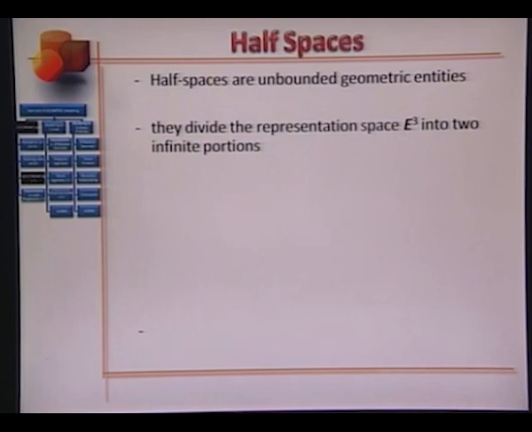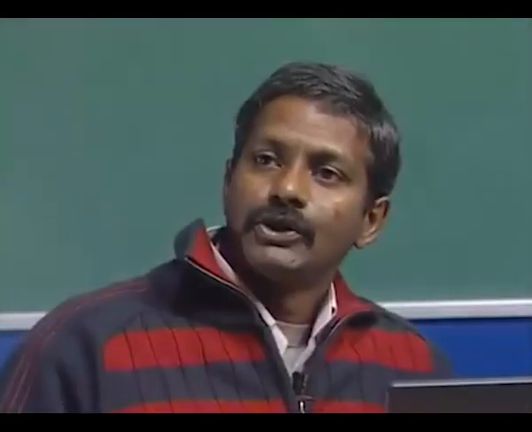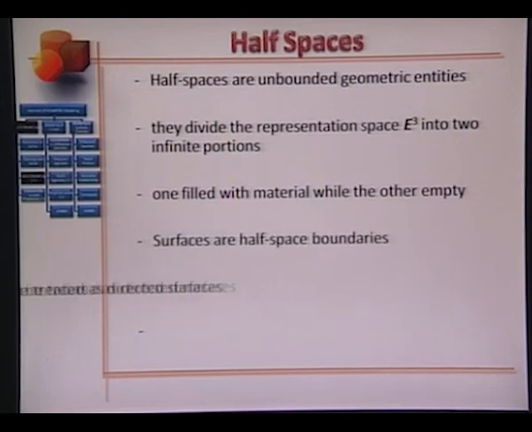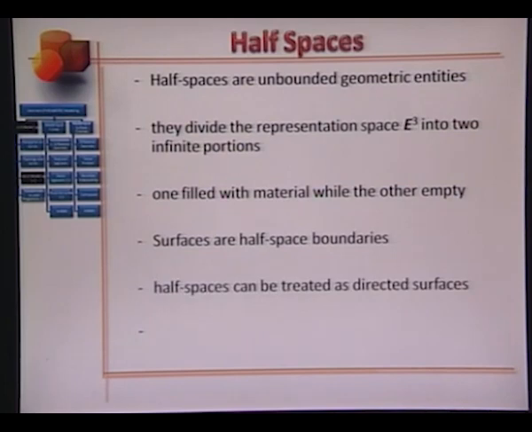Half spaces divide the representation space or the Euclidean space E3 into 2 infinite portions. One portion is filled with material while the other is empty. Surfaces are all half space boundaries in a way. Half spaces can be treated as directed surfaces. The direction vector would point towards the material side, and that's the reason why.